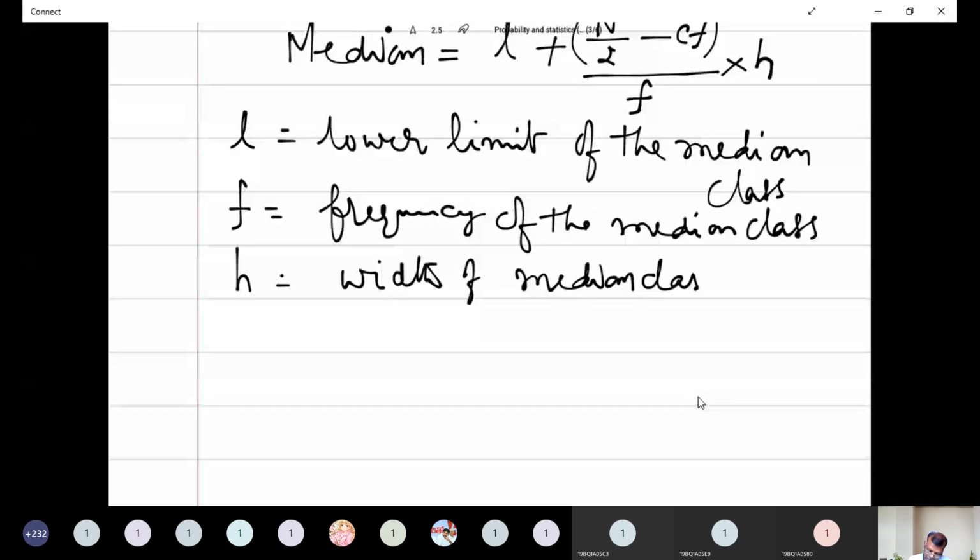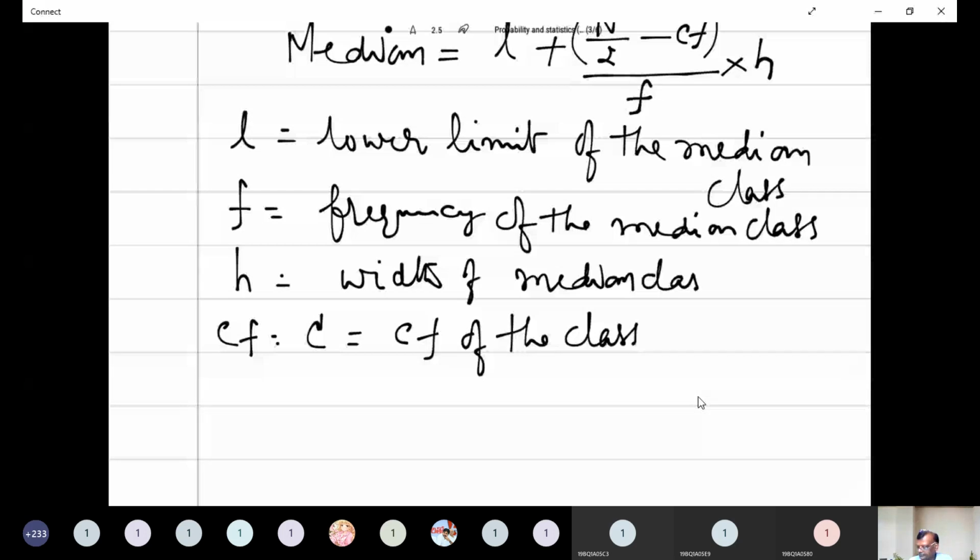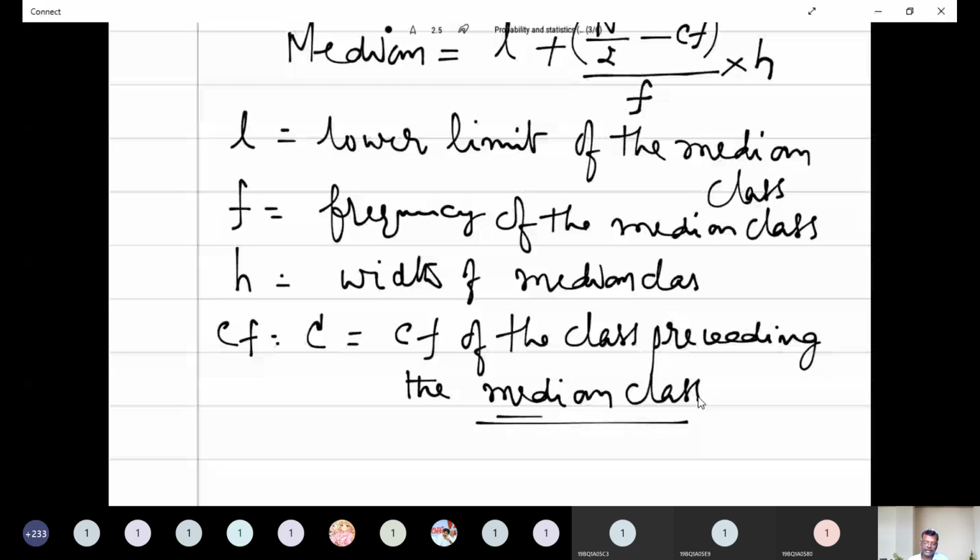And CF or simply C. Sometimes you have to use C. Cumulative frequency of the class preceding the median class. This is very, very important. Preceding the median class. Now, carefully you have to observe all of these values.